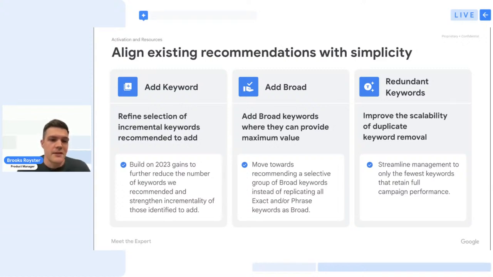when you are going for coverage expansion. With add broad, as Brandon was mentioning, broad keywords can really be used, once you understand this new approach with simplification, to be more selective about this group of broad keywords and this minimal set used, as opposed to replicating all exact or phrase keywords in broad. And then lastly, the redundant keyword recommendation. We know this has been used to remove low traffic keywords in the past, and we want you to continue to use this as a simplification lever to streamline management to the fewest keywords that can retain that full campaign performance. So all three of these will be super useful this year.